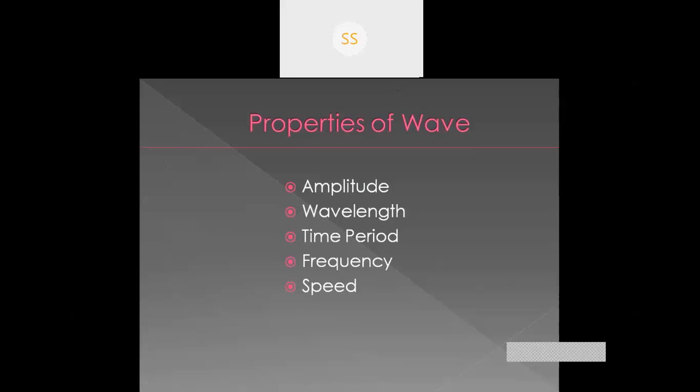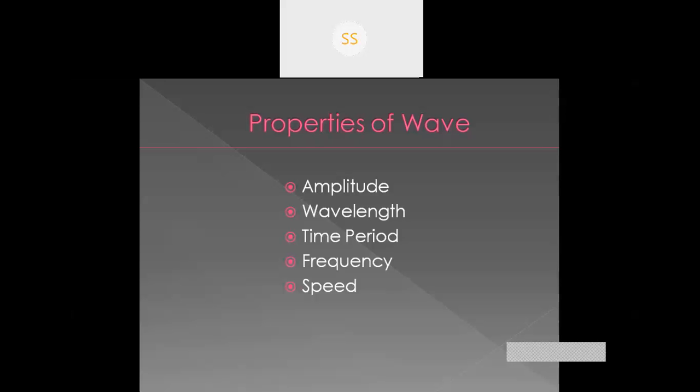Time period means the time taken during one vibration. The time taken by the particles during one vibration is time period. Frequency is the number of vibrations in 1 second. Frequency means total number of vibrations in 1 second. Time period and frequency are reciprocal of each other. See, if we take time period as T and frequency as f, then f equals 1 by T and T equals 1 by f. So time period and frequency are reciprocal of each other.